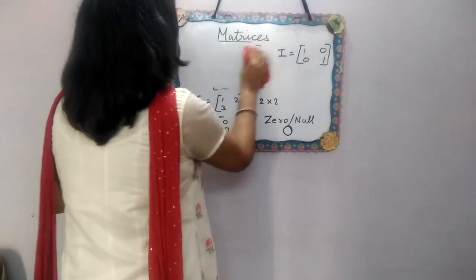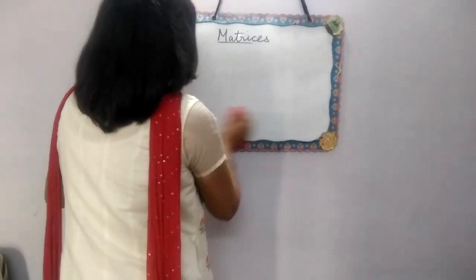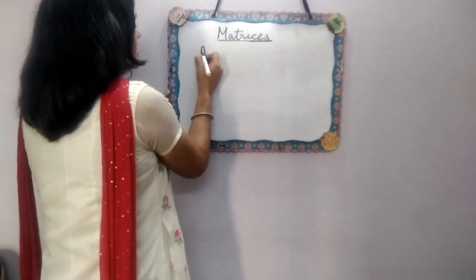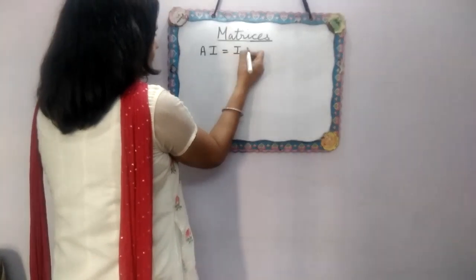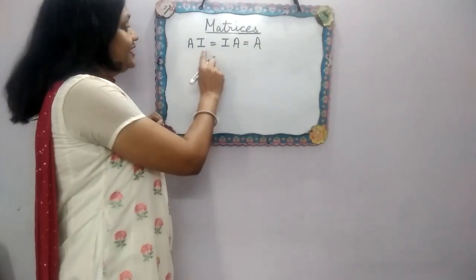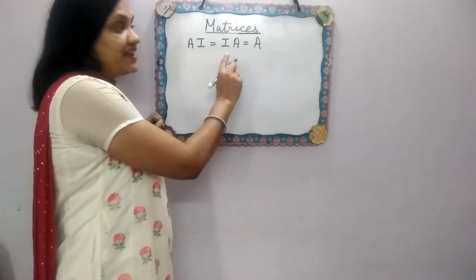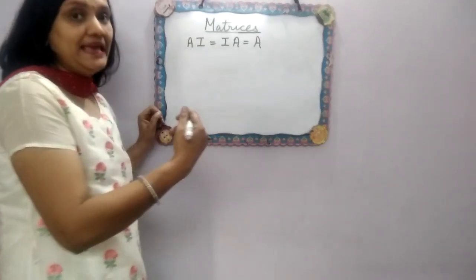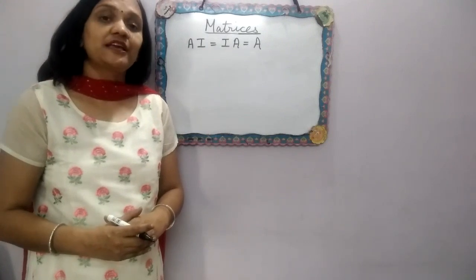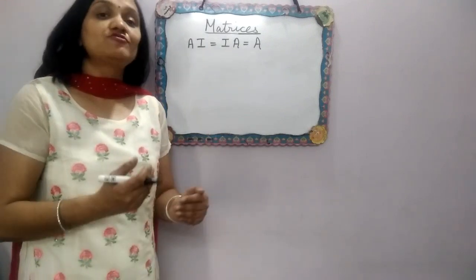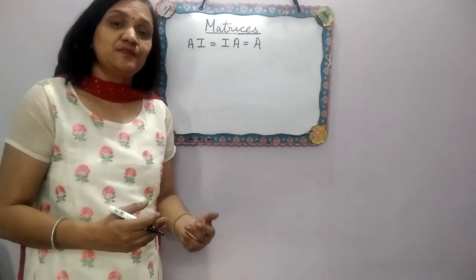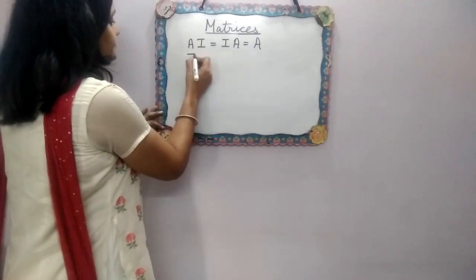Let's discuss in detail about identity matrix. Identity matrix is also called unit matrix because if you multiply any matrix A into I, it is equal to I into A is equal to A itself. So I is the identity element for multiplication of matrices. You'll get a matrix back if you multiply it with I. I is identity matrix or unit matrix.